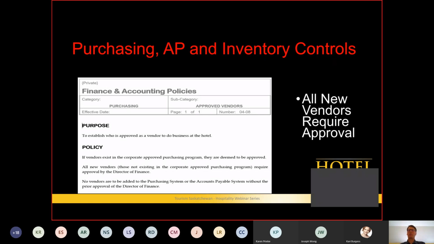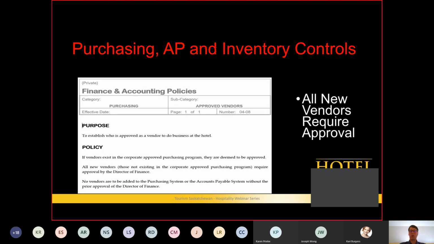New vendors all require approval. In the hotel, we want to make sure that the director of finance or the general manager or someone in a senior position approves all new vendors. We can't just add a vendor. We want to make sure that we want to be doing business with this vendor, that the vendor isn't somebody's cousin or brother or next door neighbor. I can't tell you how many times inside of hotels I've had to untangle situations like that, where we're doing business with someone we shouldn't be doing business with.